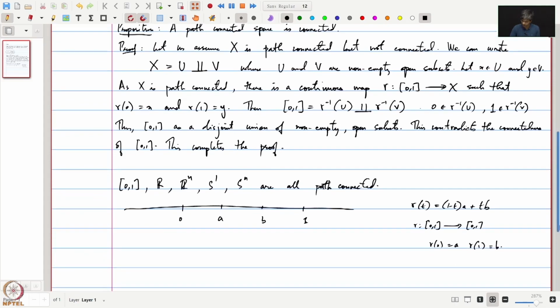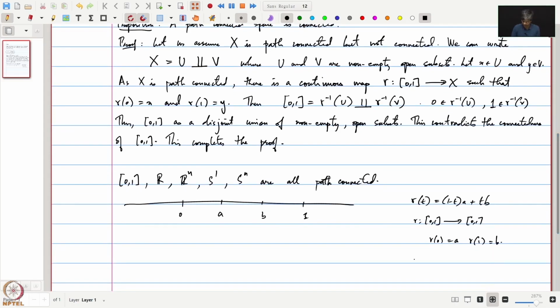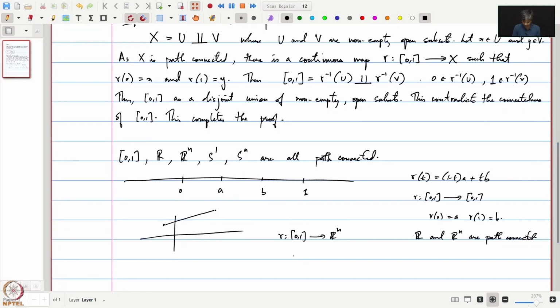The same gamma works and shows that R and R^n are also path connected. So for R^n, we can just take two vectors and join them by a straight line once again. So gamma is from [0,1] to R^n, and this is gamma of t is equal to, let's say we have two vectors, (1 minus t) times A plus t times B.